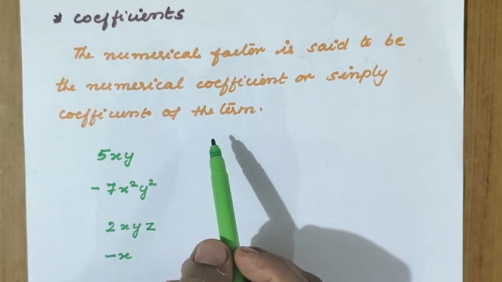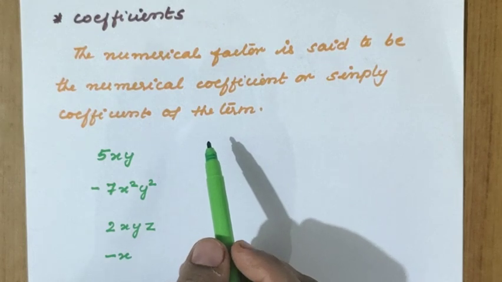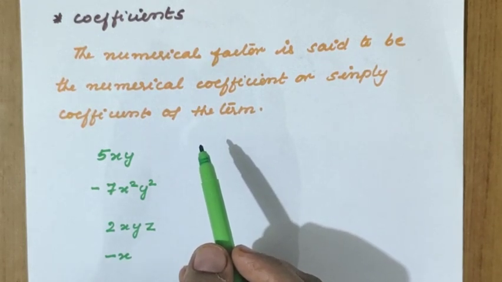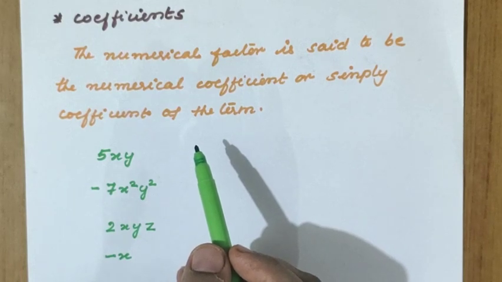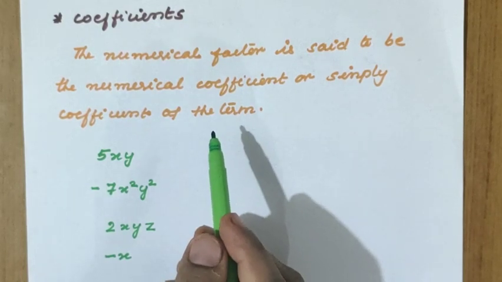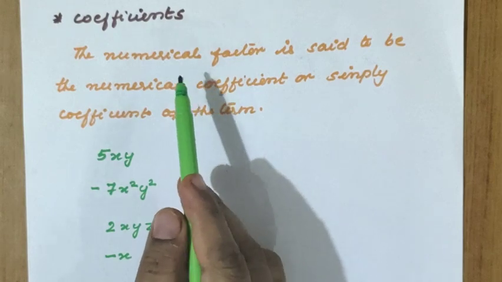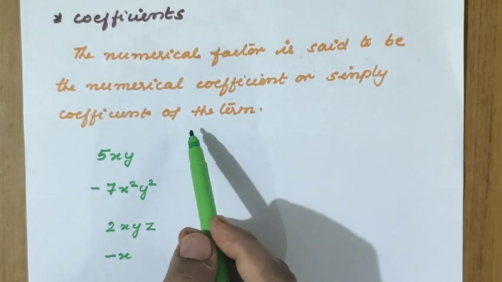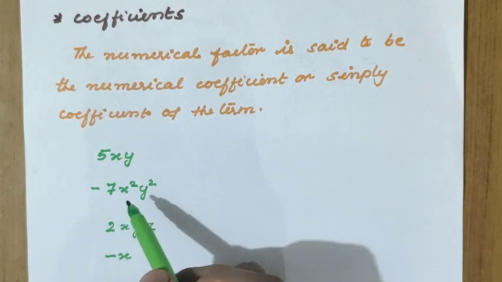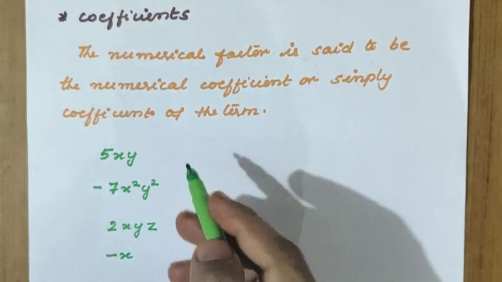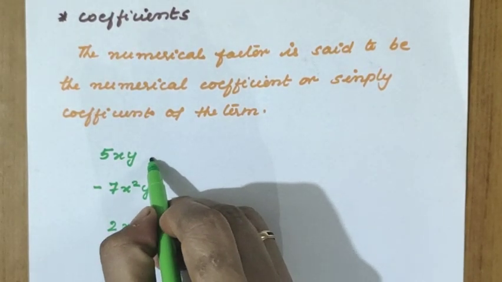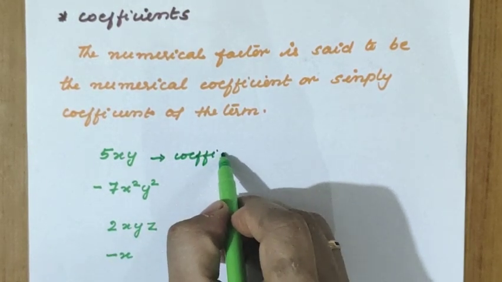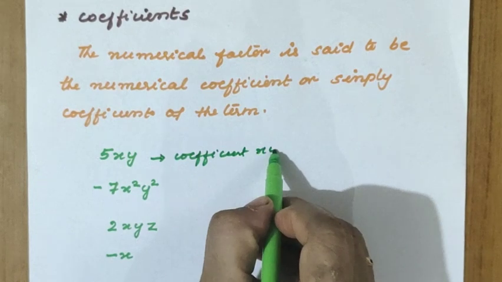So what is the meaning of this? We know that when we learned expressions, terms are added to get the expressions. For getting terms, factors are to be multiplied. Out of these factors, some are numerical. So the numerical factor is said to be the numerical coefficient, or simply the coefficient of the term. For example, in 5xy, if we take the coefficient of xy, we will write coefficient of xy equal to 5.